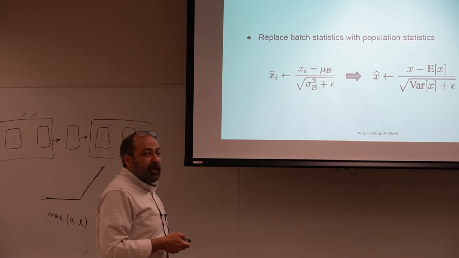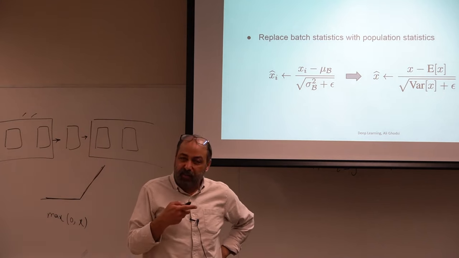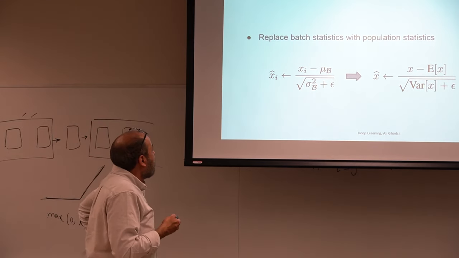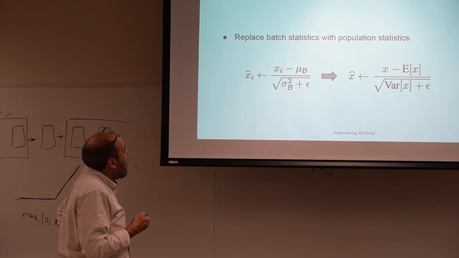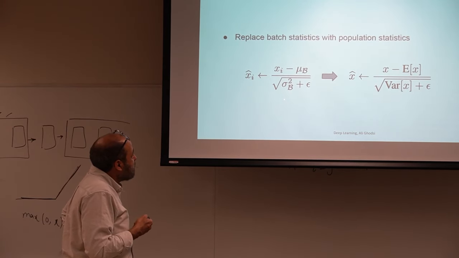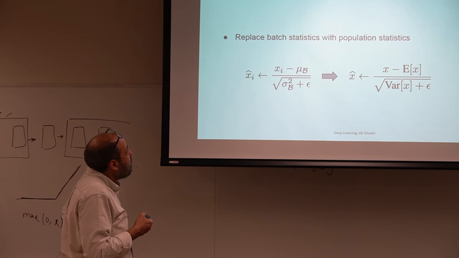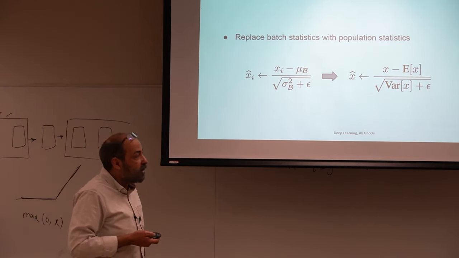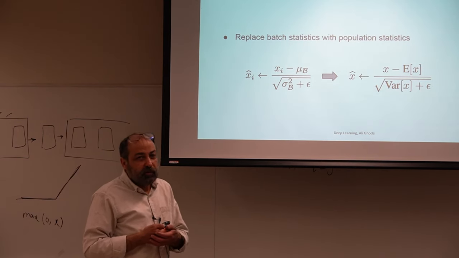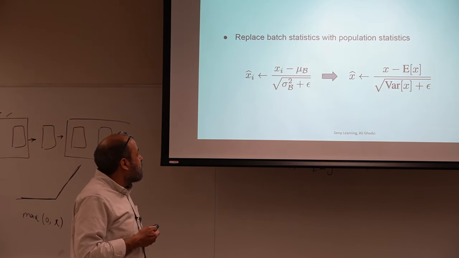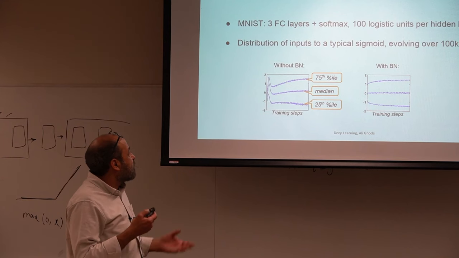So that's for training. At test time, instead of the mean of the batch and the standard deviation of the batch, I'm going to replace these with the population statistics: the mean of the whole population, the variance of the whole population. Okay, this is basically called batch normalization.